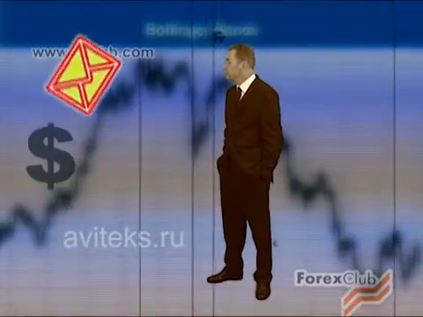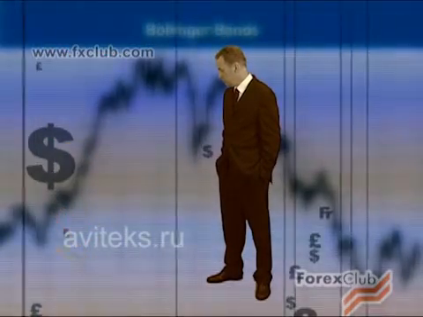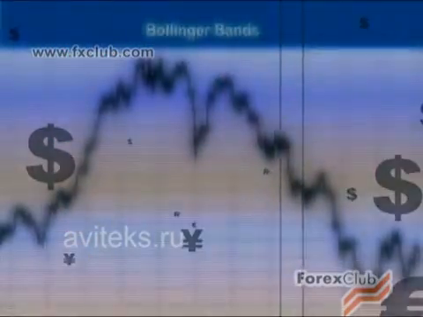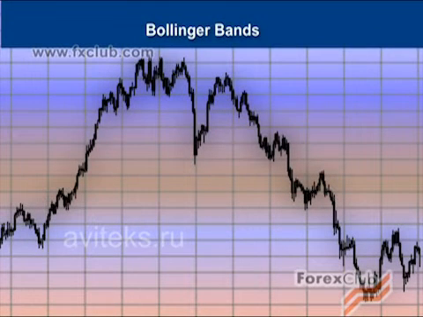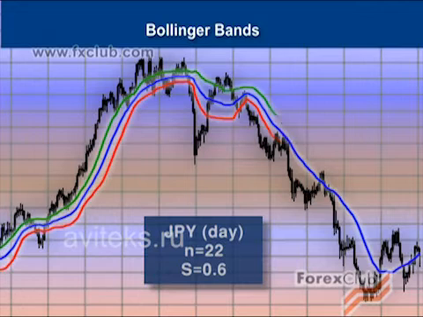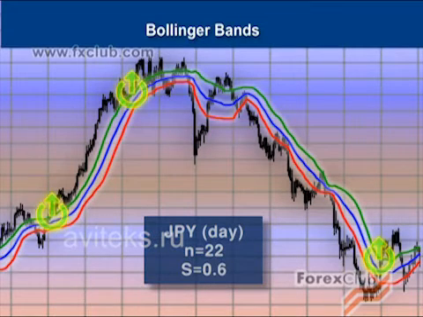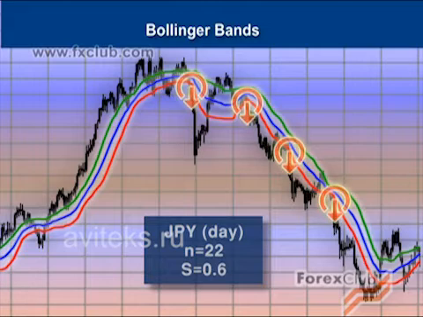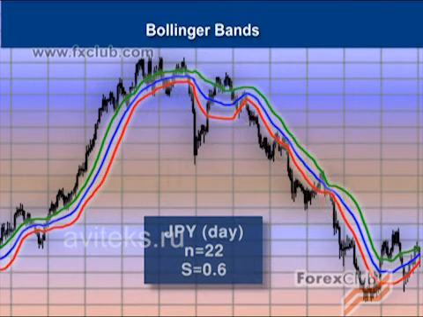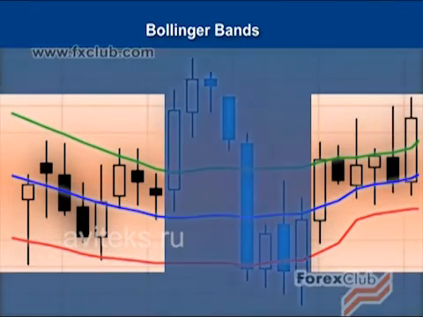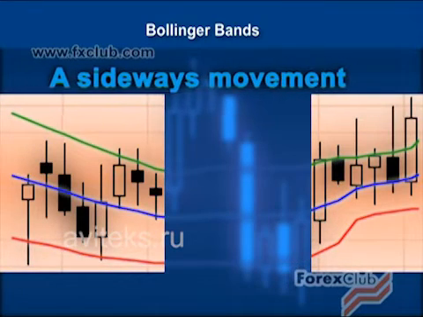So, how can we profit from this envelope indicator? Let's work on a daily chart first, with N set at 22 and S at 0.6. If the price breaks the upper line, we get a signal to buy, like this. Can you see the arrow? If the price breaks the lower line, we get a signal to sell. See what it looks like. If the prices are between the upper and lower lines, no trading signals occur. There's some turbulence, and it's a trading range, a sideways movement.